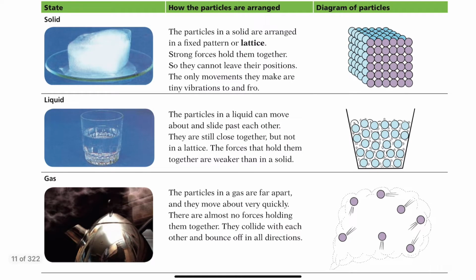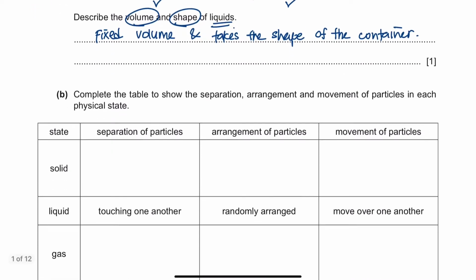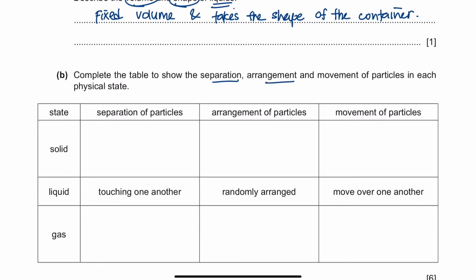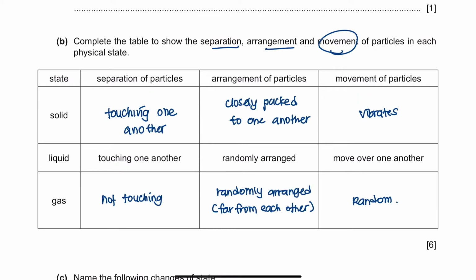So I am sure by now you have already learned the state of solid, liquid, and gases. We know that liquid takes the shape of the container and it has a fixed volume. Question B. Complete the table to show the separation, arrangement, and movement of particles in each physical state. So as for solid, the separation is it touches one another as it is closely packed, and the movement is that it vibrates. And as for gas, they are not touching with each other because they are randomly arranged and they move randomly as well.